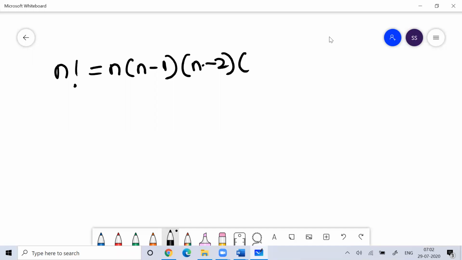Okay. So, in today's class, we'll talk about the concept of factorials. When we talk about factorial, if I say n factorial, n factorial basically means n into n minus 1 into n minus 2 into n minus 3. You will do this till 1.